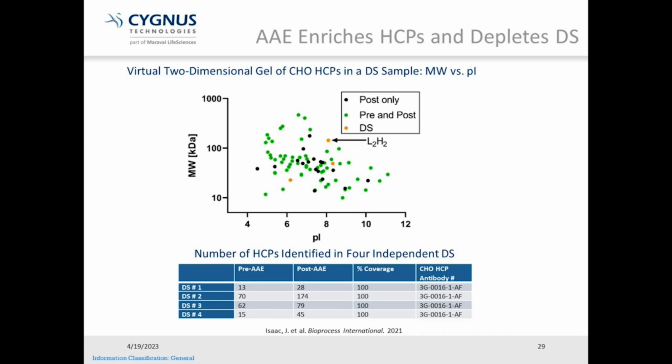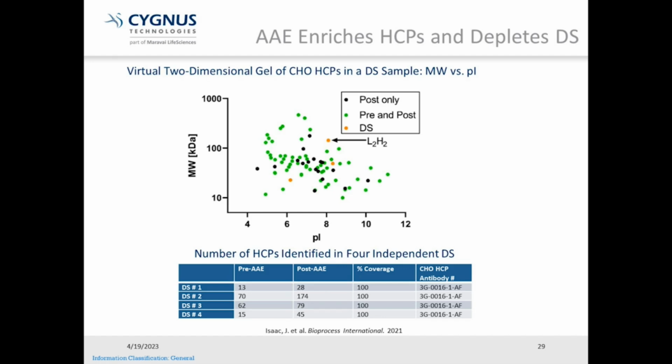In the top panel, we show a virtual 2D gel of CHO host cell proteins in a monoclonal antibody drug substance. The drug substance proteins are shown in orange. The matching host cell proteins are shown in green, and the AE-enriched host cell proteins are shown in black. Mass spectrometry is a very sensitive technique and can accurately identify host cell proteins in the presence of drug substance. AAE enriches host cell proteins in the presence of drug substance, allowing for their identification.